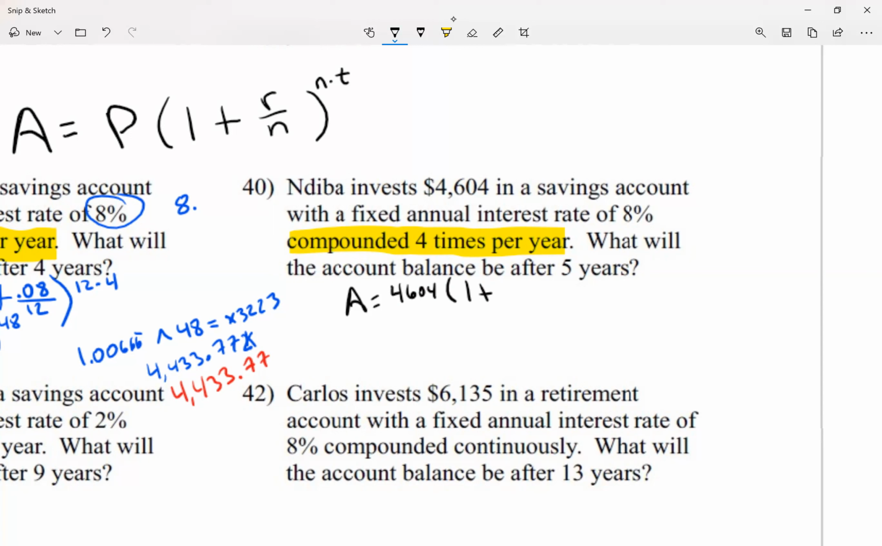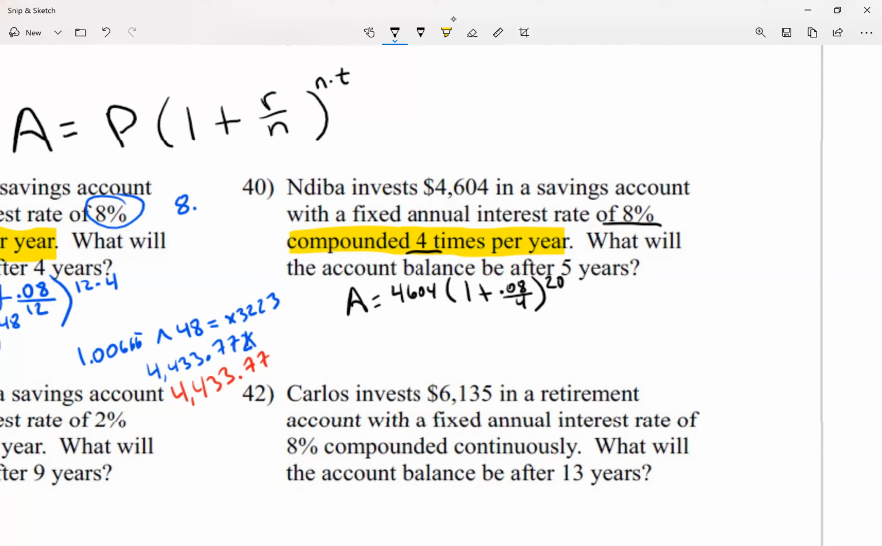So here in the savings account with a fixed annual interest of 8% compounded 4 times per year, I have to go 0.08 divided by 4. And then I'm going to have an exponent. Remember, I go n times t. N is how many times a year. I know 4 times a year. Now t is how many years. So as a matter of fact, up here, I'm going to have 20. It gets compounded 4 times a year, and it's going to be for 5 years, so 4 times 5. That's basically what I got.